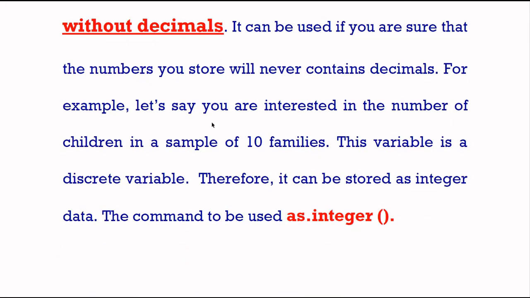For example, let's say you are interested in the number of children in a sample of 10 families. This variable is a discrete variable and therefore we can store it as integer data. But as we also discussed in my previous video, if you put any data in RStudio, it is numeric by default. If you want to convert it into integer form, then the command to be used for this purpose is as.integer.